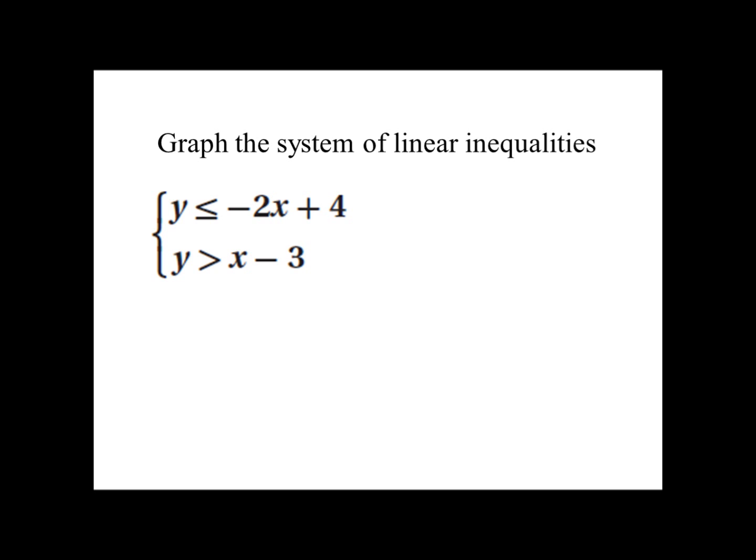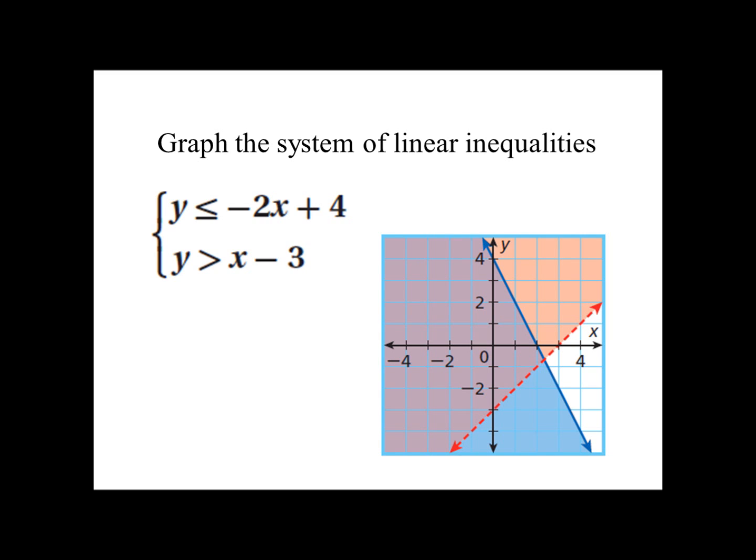I draw the solid line y equals negative 2x plus 4, and then I shade below. You should be able to also graph y is greater than x minus 3. It's a dotted line, and we shade above the line x minus 3. So this is what it would look like when we shade them both on the same graph.